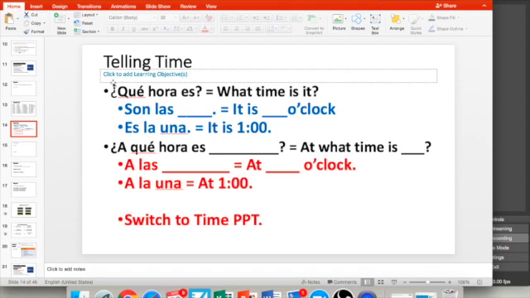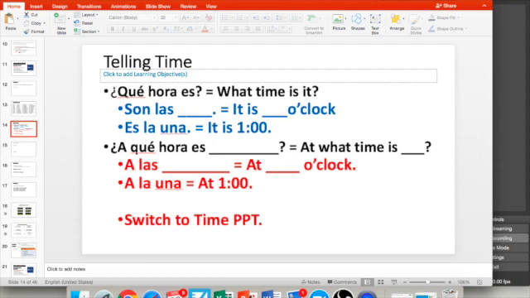Okay? Now, the same is true if we want to say something happens at a certain time. For example, the concert is at 1 o'clock. The concert is at 8 o'clock. If it's 1 o'clock, we say a la una. And if it's at a time other than 1, we say a las and then the number. So at 2 o'clock, a las dos. At 3 o'clock, a las tres. So on and so forth.